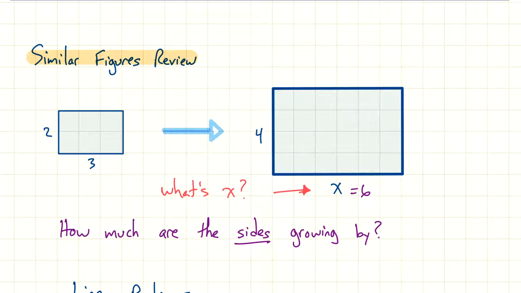All right, so how much are the sides growing by? We just said this 2 turned into a 4 by being twice as big. And the 3 and the 6, it looks like it got twice as big, right? So how much are the sides growing by? We would say they're growing by 2.